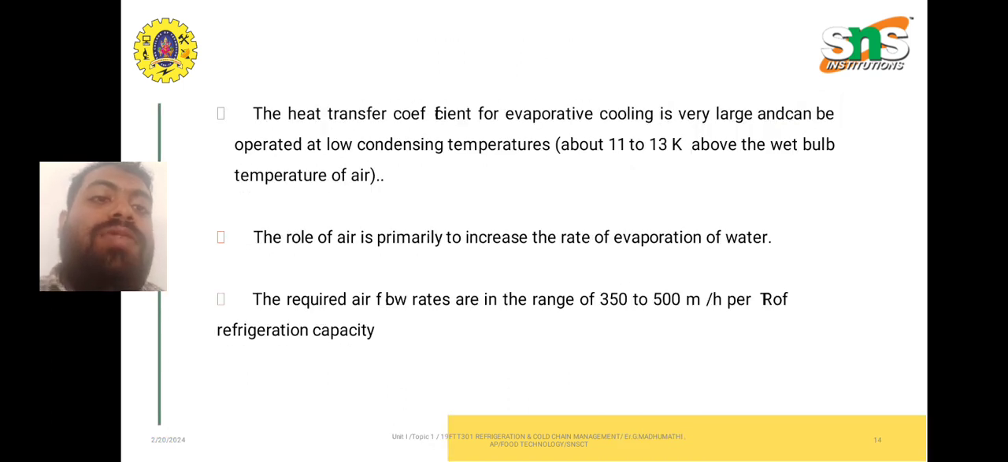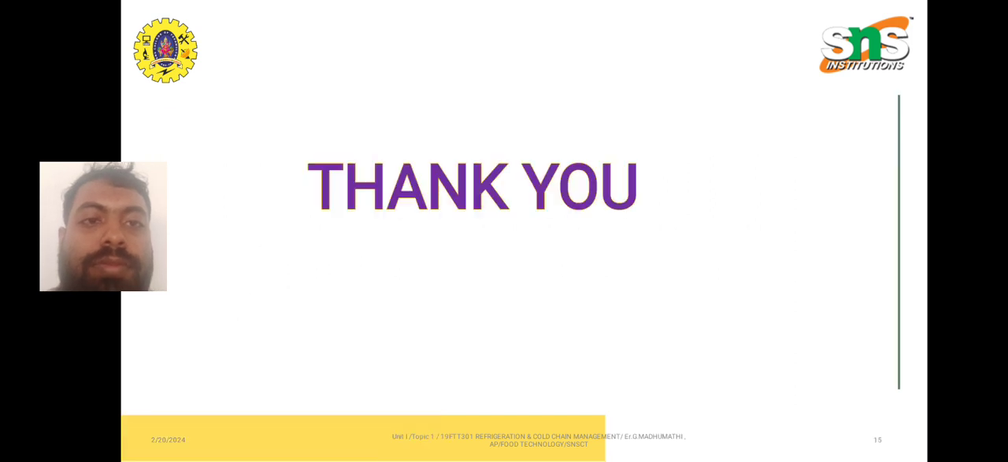The heat transfer coefficient for evaporative cooling is very large, and it can be operated at low condensing temperatures, about 11 to 13 K above the wet bulb temperature of air. The role of air is primarily to increase the rate of evaporation of water. The required airflow rates are in the range of 350 to 500 meter per hour per refrigeration capacity. Thank you.